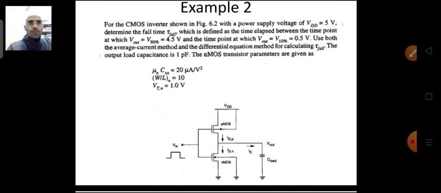In this problem, it says that for the CMOS inverter shown in the figure 6.2, this I have taken from your book as well. The previous example was also from the book, and this example is also from the book, so you can directly refer to the book as well. But there in the book it is not given in that much detail, so I have tried to explain the things to you.